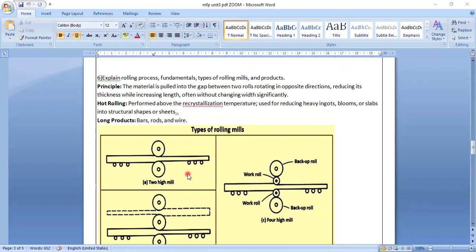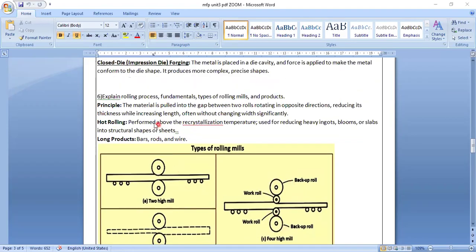By definition, the material is pulled into the gap between two rolls. The rolls rotate in opposite directions. This definitely reduces its thickness, so this thickness is reduced to this thickness.